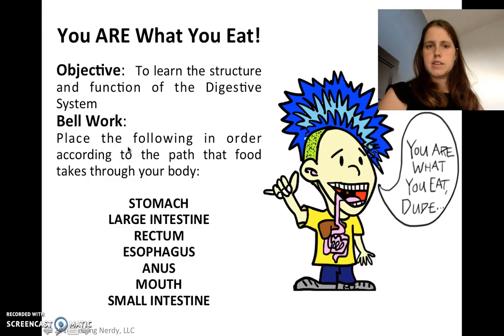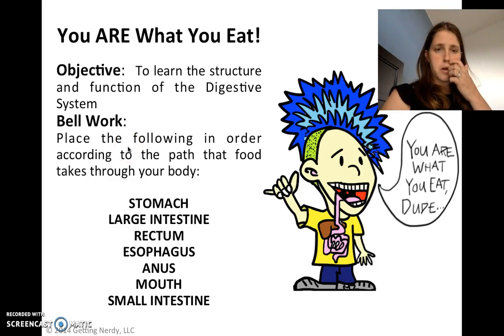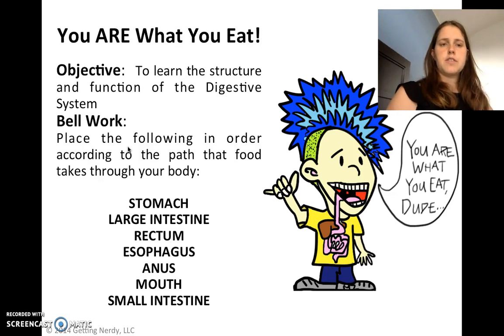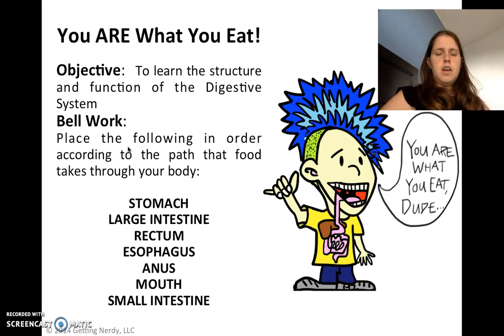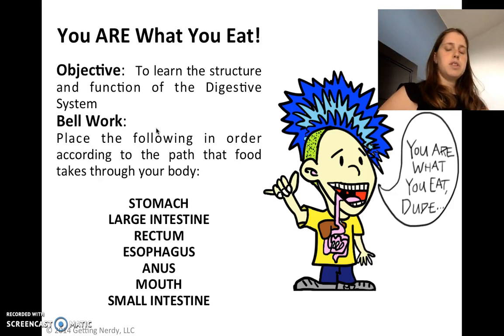All right, we are going to talk about the digestive system. So the objective of this video is for you to learn the structure and function of the digestive system. Before we start, see if you can place each of these intestines in order that they exist from your mouth, where your food would start, all the way until the very end when the waste comes out. So try to put those organs in order.